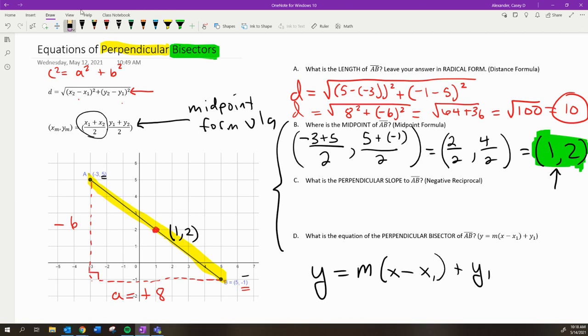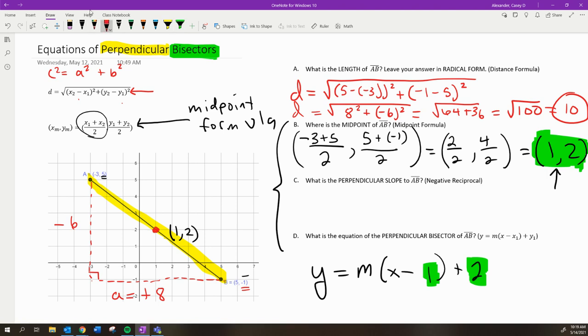But I still need to know the slope. We haven't got there yet. But I do know that it's going to go through the point 1, 2. So I'm going to replace that x1 with the number 1, and I'm going to replace the y1 here with the number 2, because those are the coordinates of the midpoint. I got those by using the midpoint formula, so I've ensured that I am going to bisect the segment that is already there.